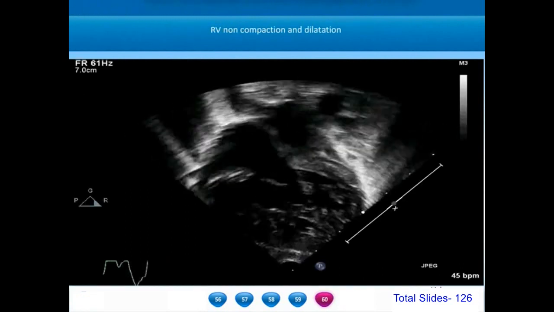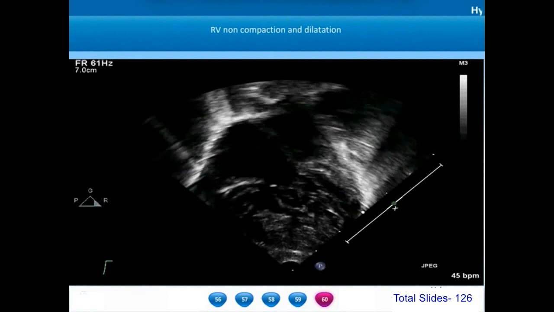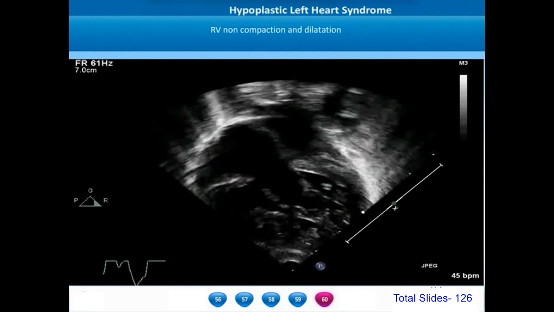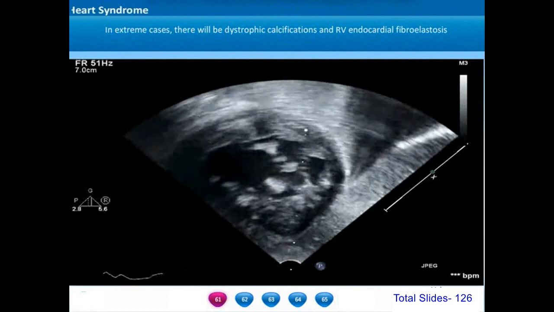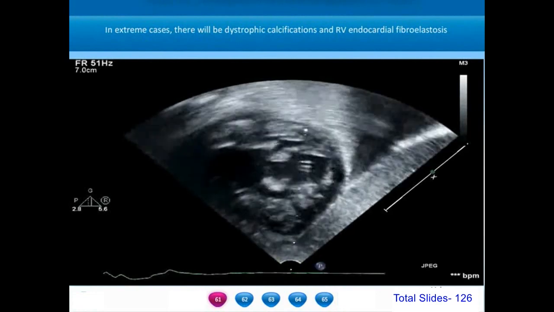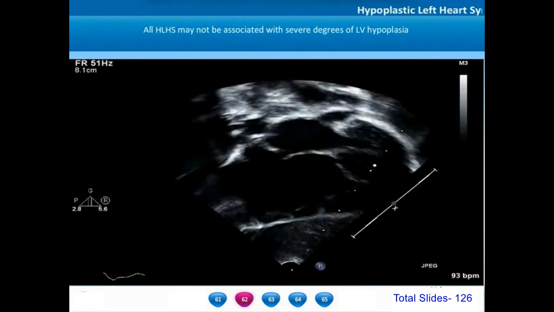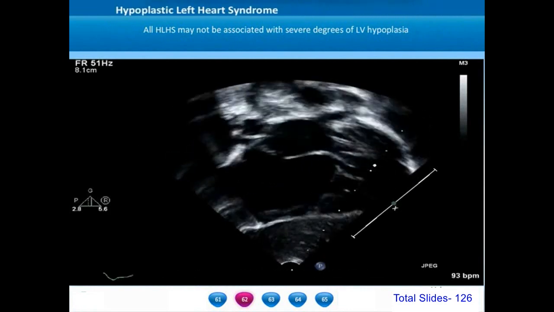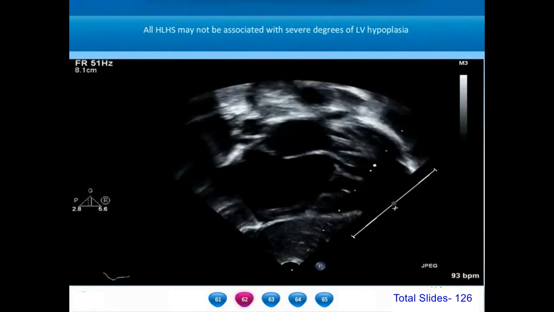Whenever the right ventricle is markedly dilated, highly trabeculated, non-compacted, and showing poor right ventricular contractility, the prognosis is not very good. In extreme patients, the right ventricular endocardial cavity may show dystrophic calcifications and right ventricular endocardial fibroelastosis. All patients with hypoplastic left heart syndrome may not have very severe degrees of LV hypoplasia. This is a patient with a borderline left ventricular hypoplasia.